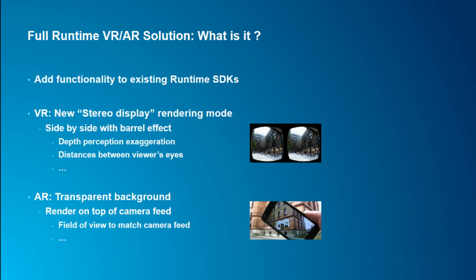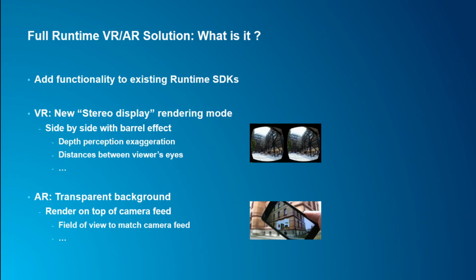So what it is, it's basically taking our existing runtime SDKs. If you're not familiar with our runtime SDKs, basically you can create your own scene, taking your own data, your own layer, and place the camera the way you want, and then you can look at geographic data that can come from any of the ArcGIS platforms. What we're going to add is two things. We're going to add the stereo display.